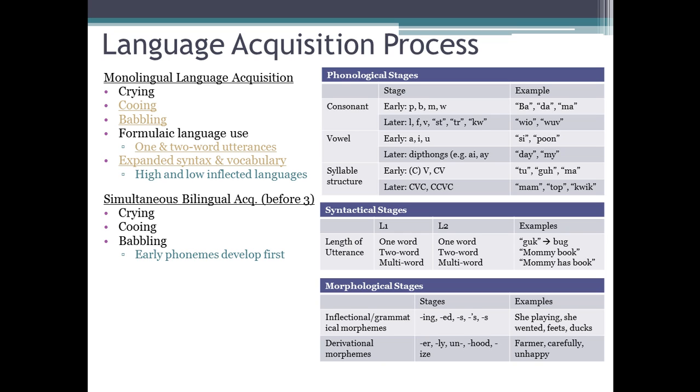So it's absolutely normal that there's an initial period where the child will interchange phonemes between the languages or use blends of sounds to express the same concepts across languages. Let me give you an example of that.